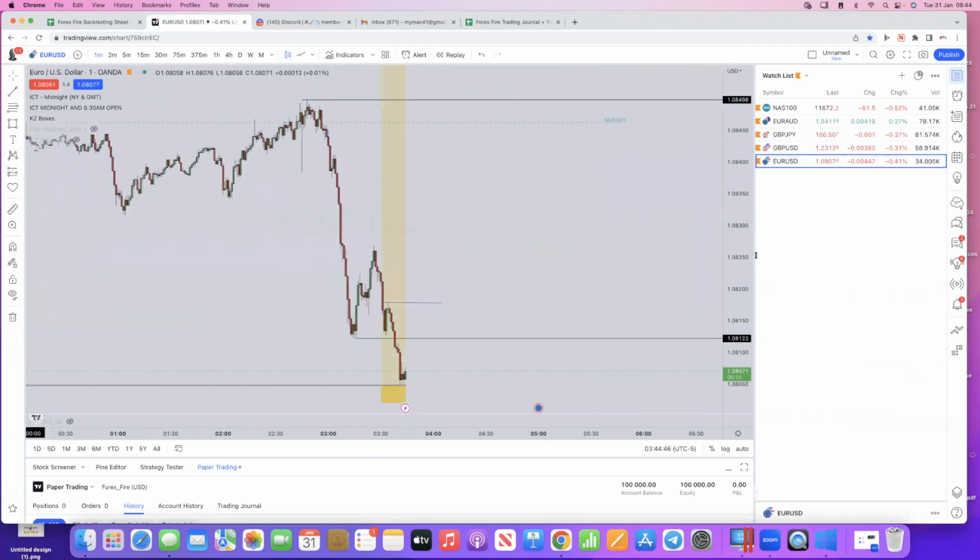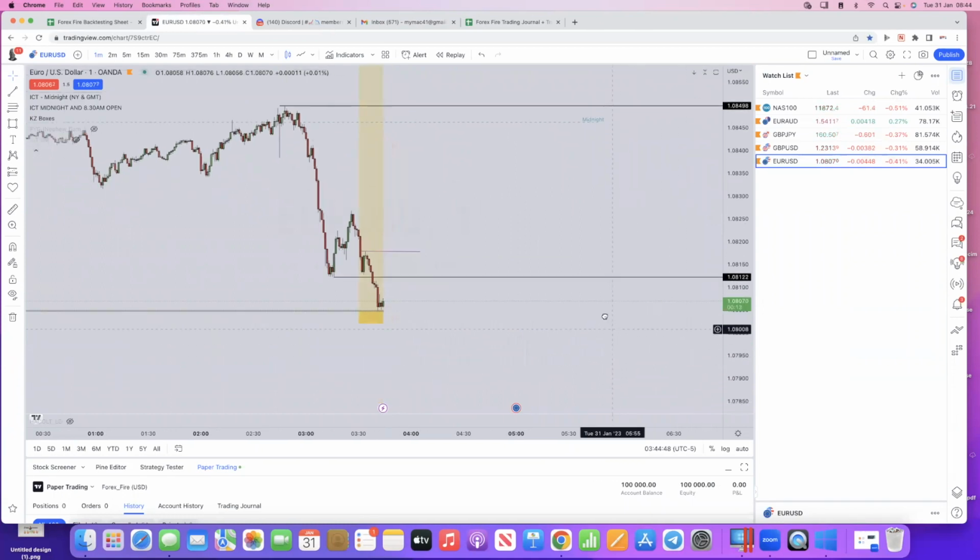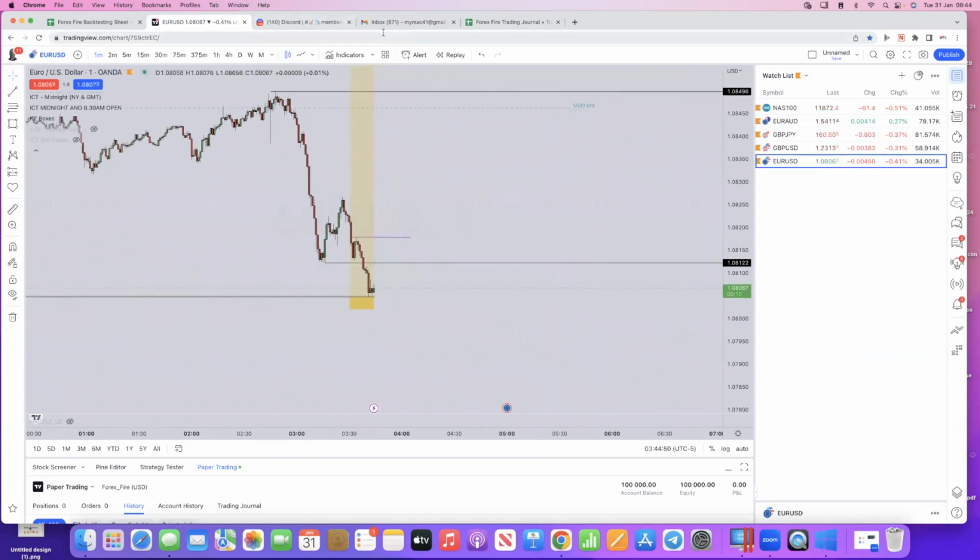Euro USD, again waiting for the return. So we've got everything set up. We're just waiting for the alarms to go and tell us when to have another look at the charts. Okay, I'll be back in a short while.